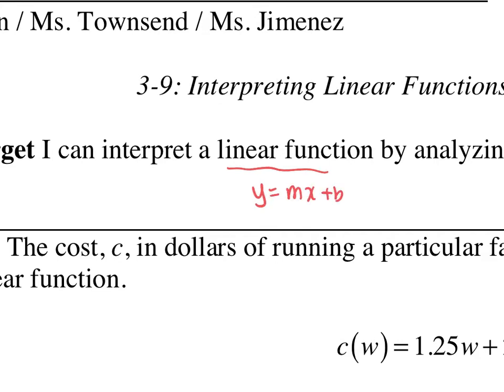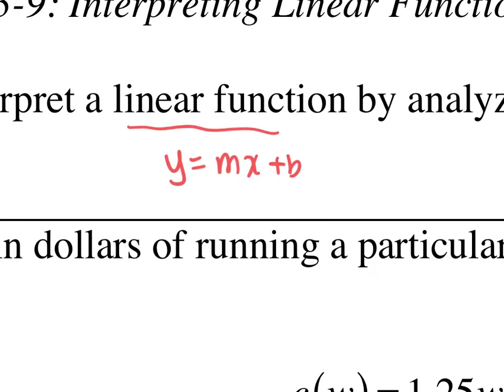And if you remember in the past few days, a lot of the times our variable hasn't been x. Our variable has been like w, t, h, m, etc. So the m represents our slope, or our rate of change, and the b stands for your y-intercept, or your start point. So this is how much you are initially starting with.